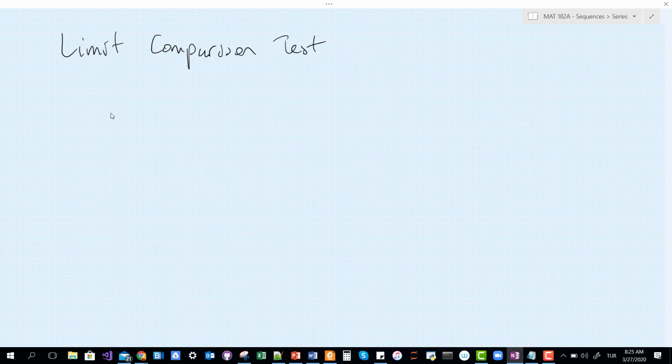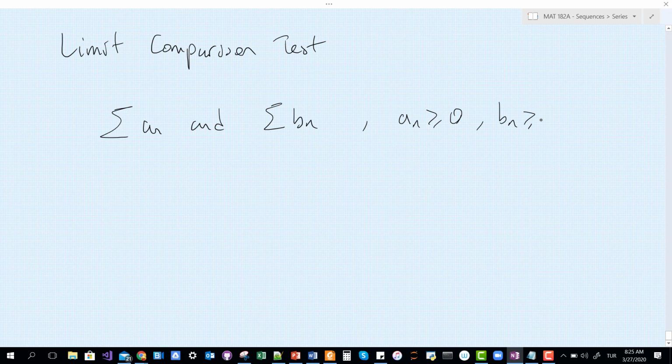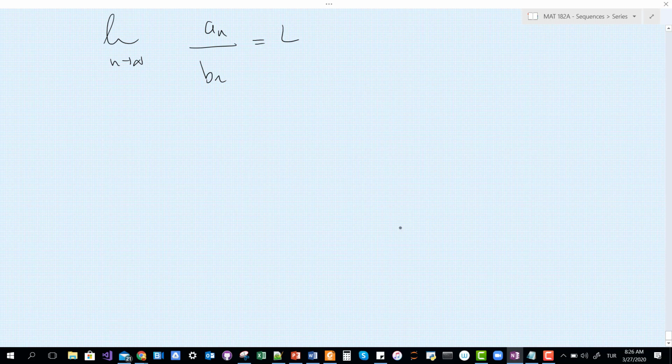Let's say we have two series, an and bn, and they are both positive term series. Then I need to take the limit of the ratio of these two series' general terms. And after finding this ratio, as you see, I'm taking the limit of a sequence. That's why we learned a lot of theorems about limits of sequences.